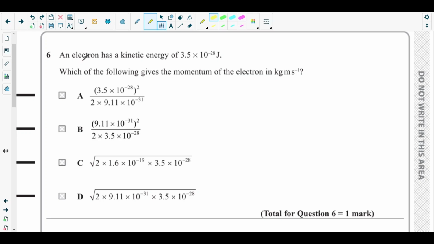So here the question says an electron has a kinetic energy of 3.5 times 10 to the power minus 28 joule. Which of the following gives the momentum of the electron in kg m/s? Okay, so momentum of the electron. Before we get into the options, let's consider the relations. Let's relate kinetic energy with momentum.